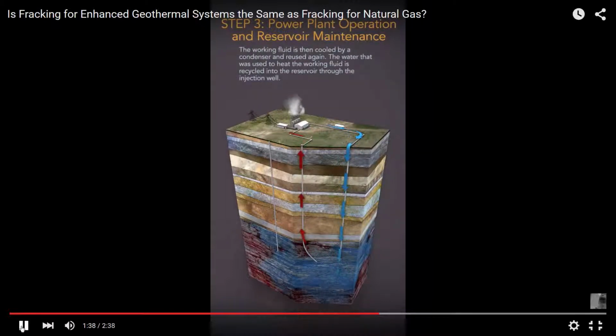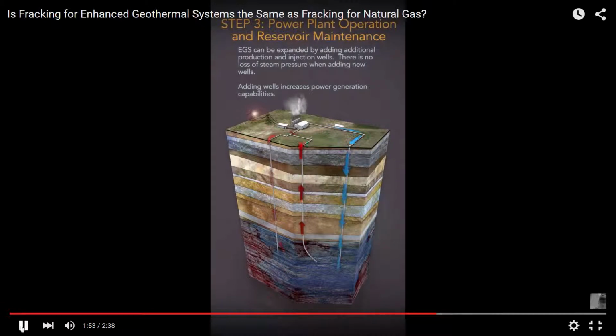It diminishes the potential for pollution also. The working fluid is then cooled by a condenser and reused again. The water that was used to heat the working fluid is recycled into the reservoir through the injection well. EGS can be expanded by adding additional production and injection wells. There is no loss of steam pressure when adding new wells. Adding wells increases power generation capabilities.